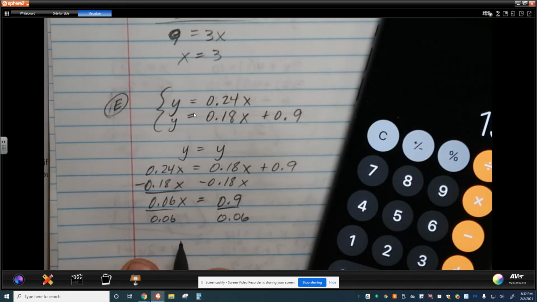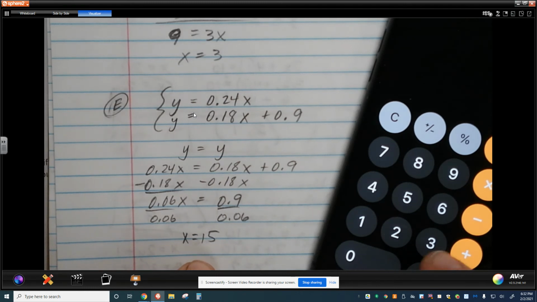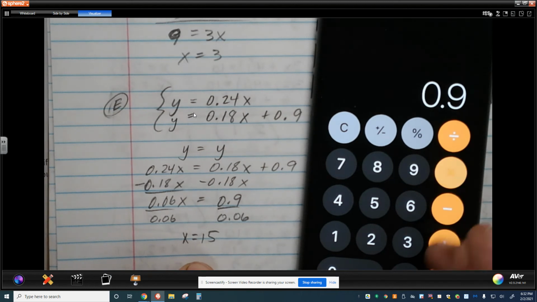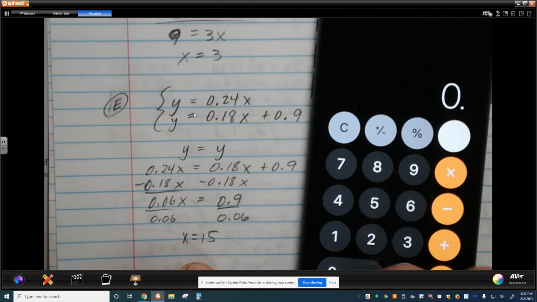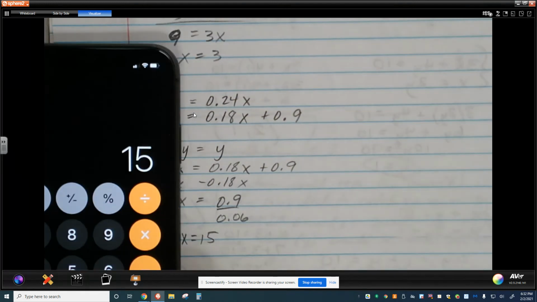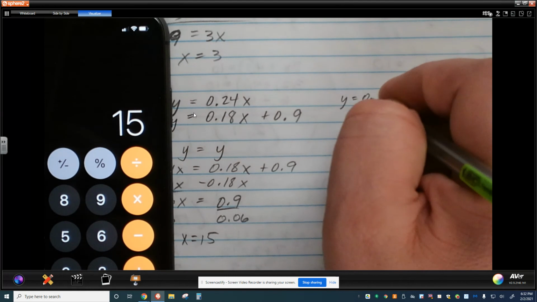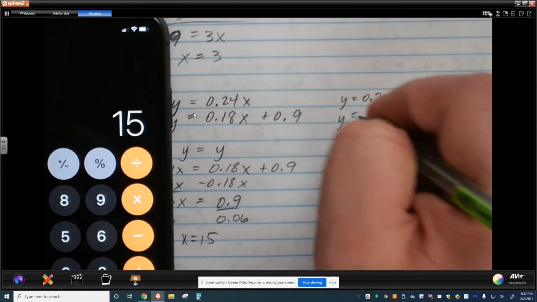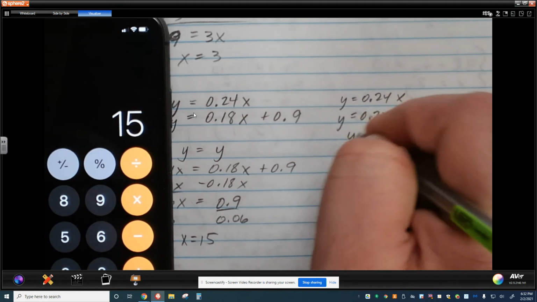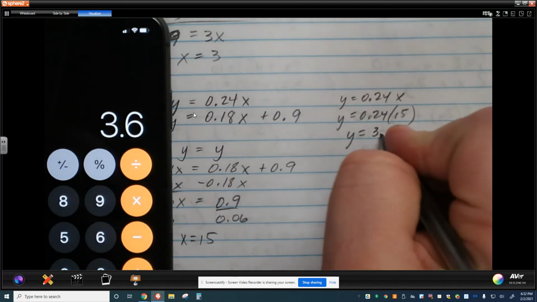And I think that x is supposed to be 15. I want to double check that just to make sure, because I know I did a little mistake there. Oops, 9 tenths divided by 6 hundredths, 15. Cool. Now that I think I have the value of x, I can go ahead and check everything. y is equal to 24 hundredths times x, which would mean y is equal to 24 hundredths times 15. And y should be equal to 3 and 6 tenths.